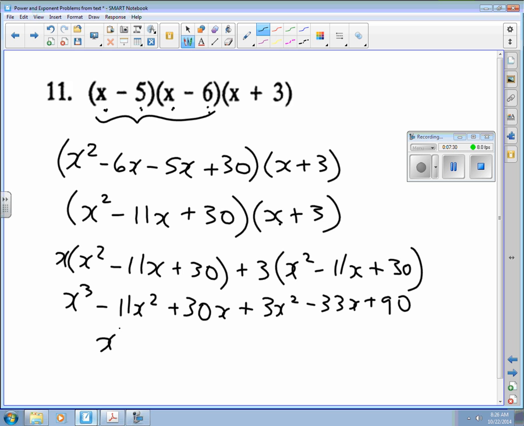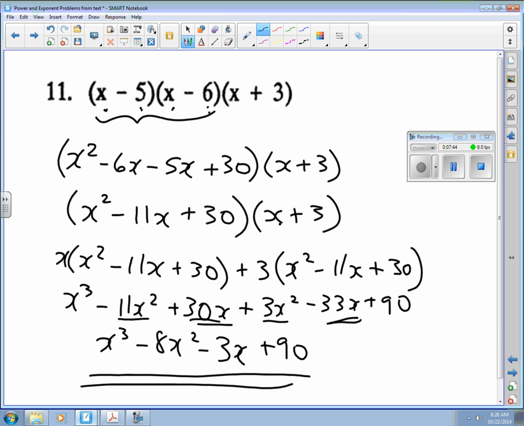The x cubed has nothing to combine with. Negative 11 plus 3 is negative 8x squareds. 30x's minus 33x's is minus 3x's. And the plus 90 is a constant with nothing to combine with. And there you go. That's about as tough as anything I'd be asking you. If you can do these examples here and the ones on the same pages on the odds columns, you'll be plenty ready for the next test.